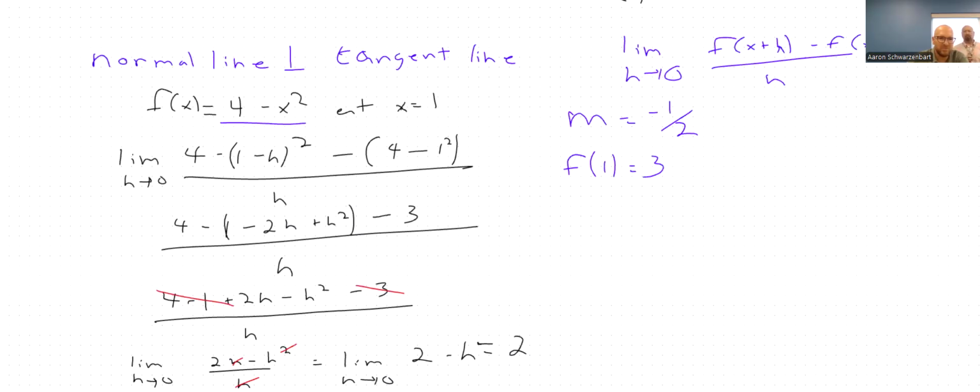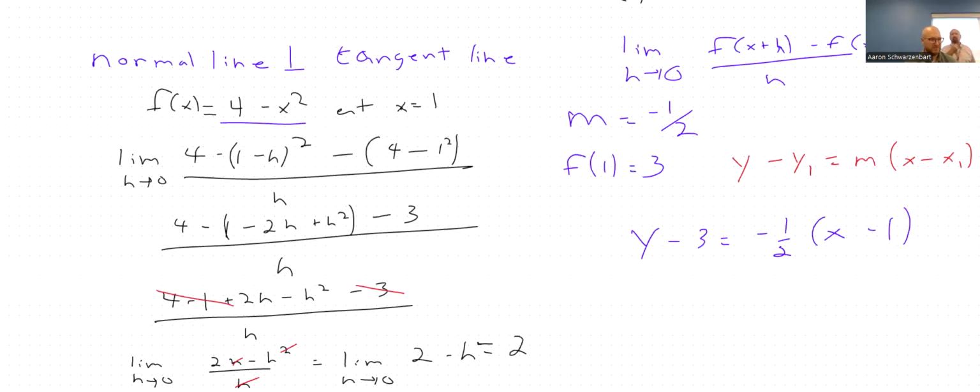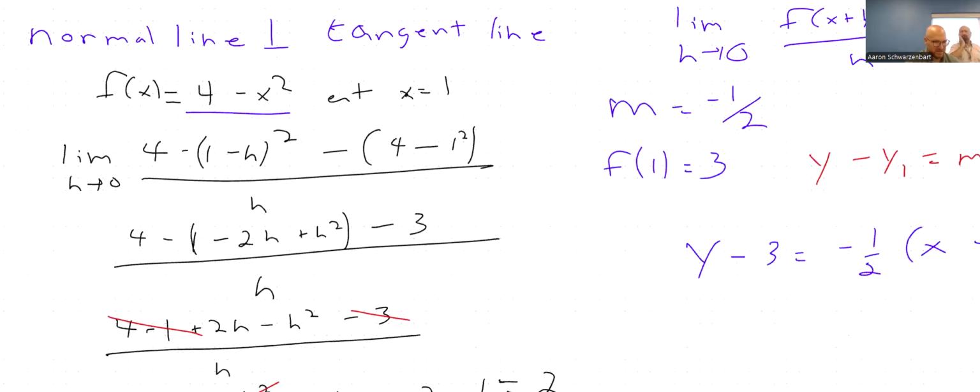Now, I'm going to write the equation for the normal line. Pretty much I always use point slope for this, giving me the final answer: y minus my y-coordinate, which is 3, equals -1/2 times x minus my x-coordinate, which was 1. That's the equation for the normal line. Okay.